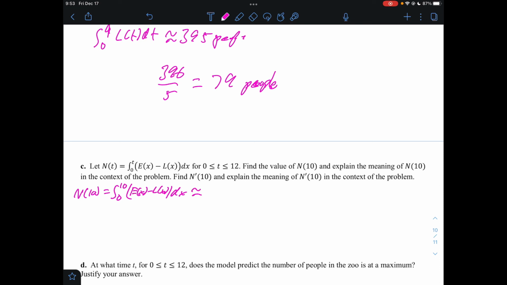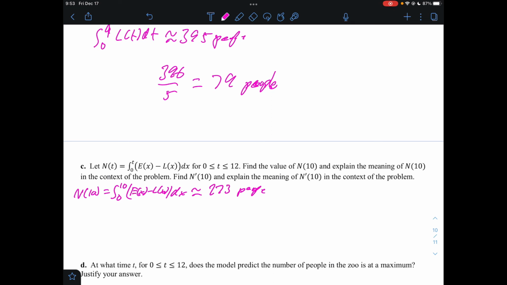It's going to be about 273.635, okay? Which, again, we can't really have partial people, so let's say 273 people, because we can't have part of a person. What does that mean? That means that there are 273 total number of visitors in the zoo at time t equals 10, okay? So if we want to write that out, N of 10 represents the total number of visitors who are still in the zoo at time t equals 10.